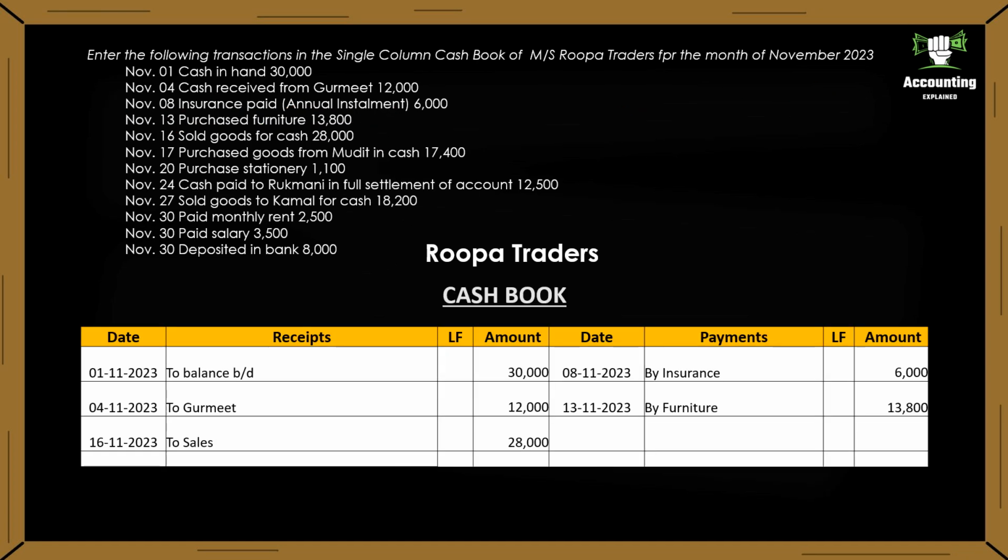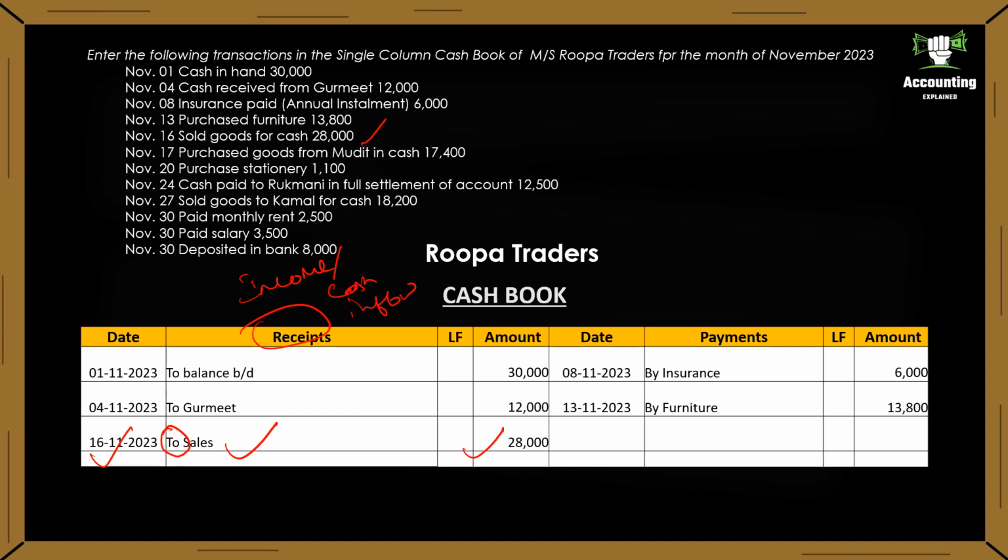Next transaction is sold goods for cash 28,000. So when you sell goods, your receipts or your income increases. Another name is cash inflow increases. So you have to debit it. When you debit, it will start with "To". 16/11/2023, To Sales 28,000.